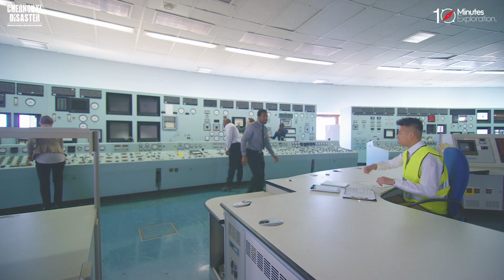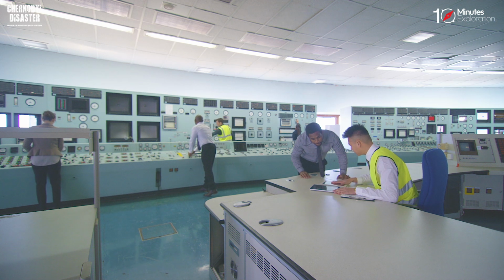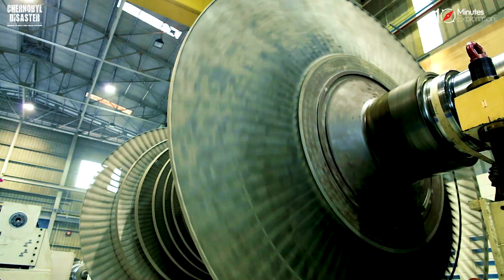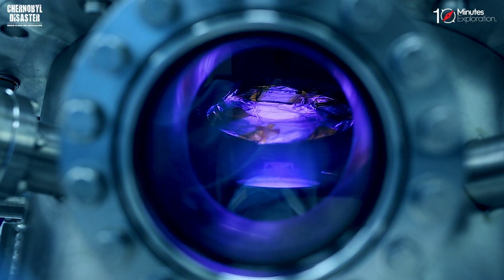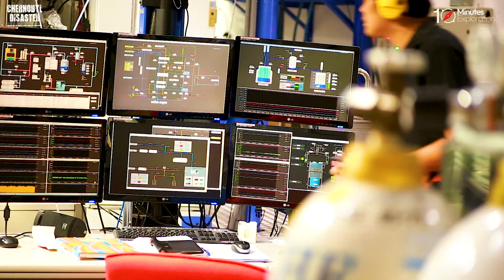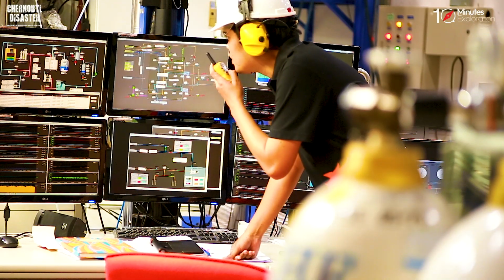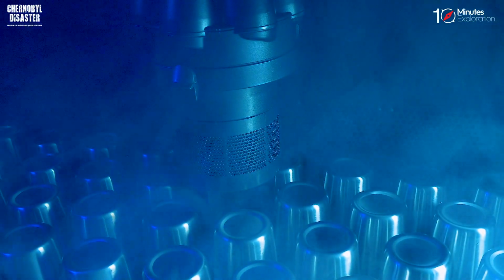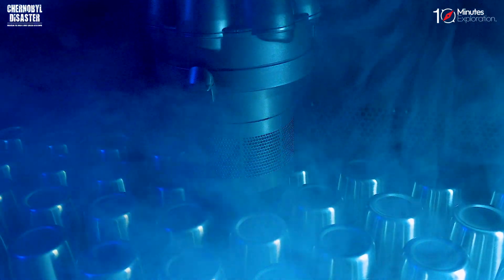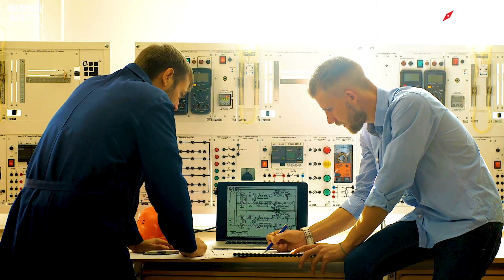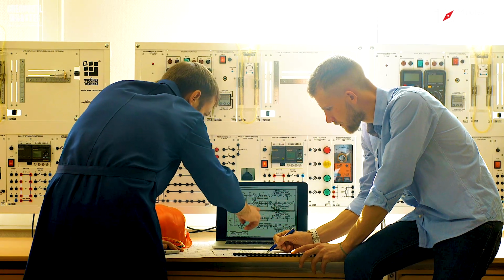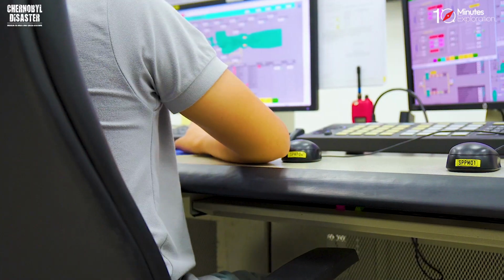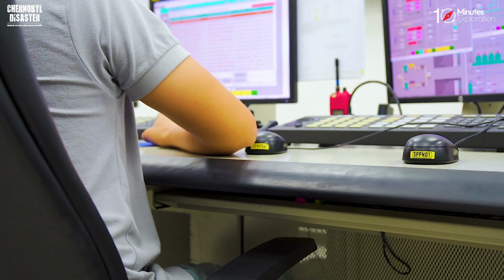On the night of the accident, a team of operators was conducting a safety test to see how long the turbine could run on its own after a loss of power. To do this, they had to lower the power output of the reactor to 25%, but due to a series of mistakes and miscommunications, they ended up lowering it to less than 1%. This created unstable conditions in the core, with pockets of steam and water forming. The operators tried to raise the power output by withdrawing most of the control rods, leaving only 6 out of 211 in place. This violated the safety protocols and left no margin for error.